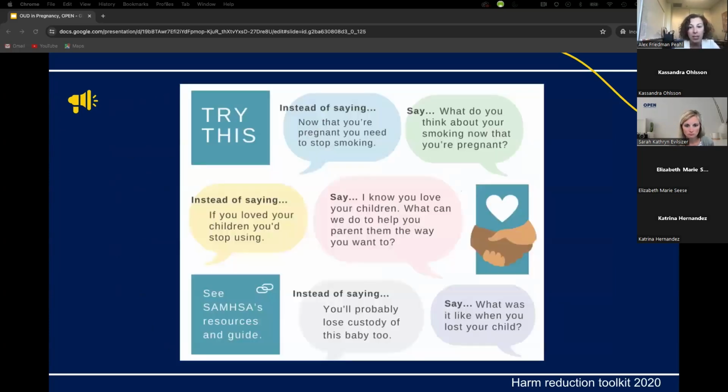These are some really nice examples from the SAMHSA resource guide, which you can access, that give great language to use for difficult topics like talking about family separation.